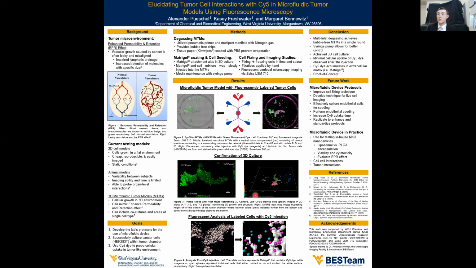Here, we proved that the cells formed a 3D culture by taking an XY cut and a YZ cut and an XZ cut, which shows the 3D structure using two-dimensional planes. And then next, we have a heat map where warmer colors indicate height off the bottom and cooler colors indicate closeness to the bottom. Again, this fluorescence analysis study was done.